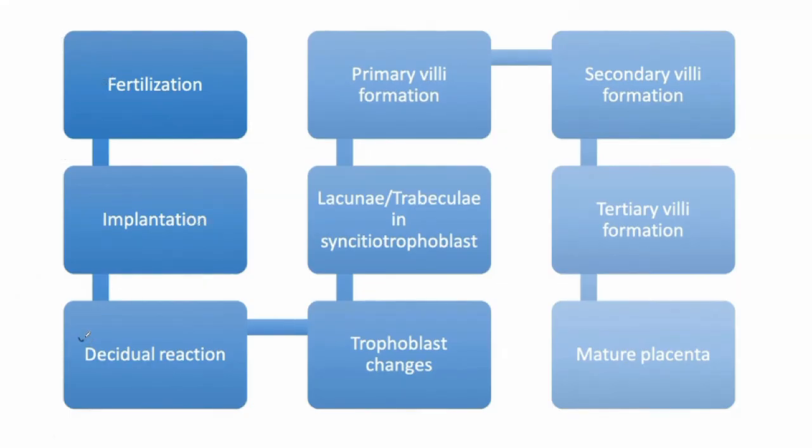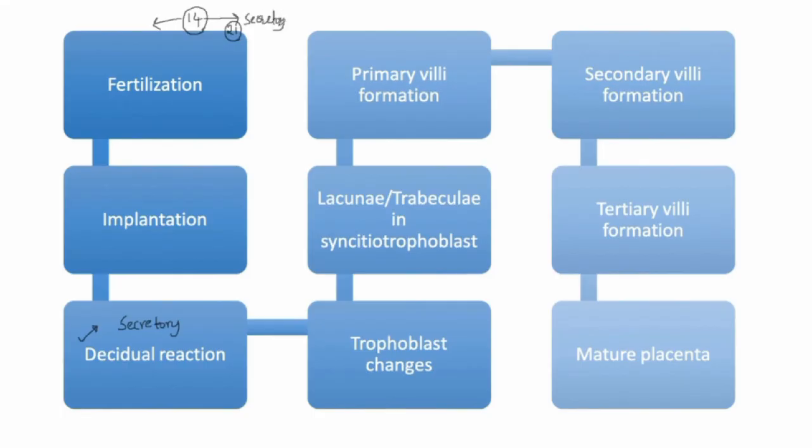Once after implantation, the next reaction is called the decidual reaction. The uterine endometrium after implantation is in the secretory phase. The first 14 days of a cycle are the proliferative phase. On the 14th day the ovum is released, that is ovulation occurs, and after fertilization, in the next 5 to 6 days, by the 21st day, there is a secretory phase.